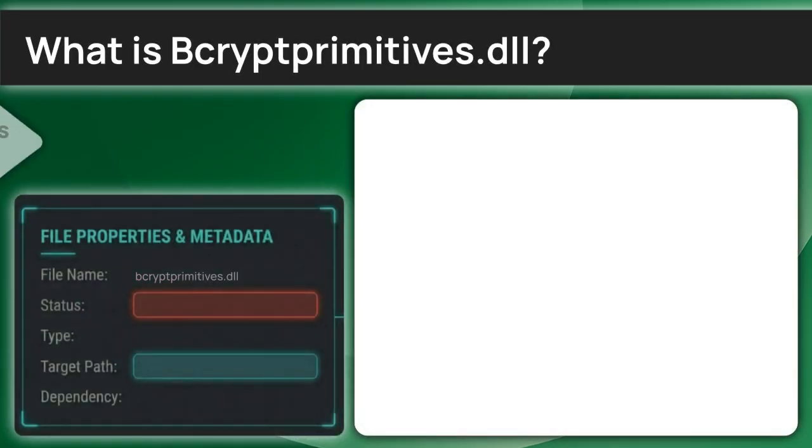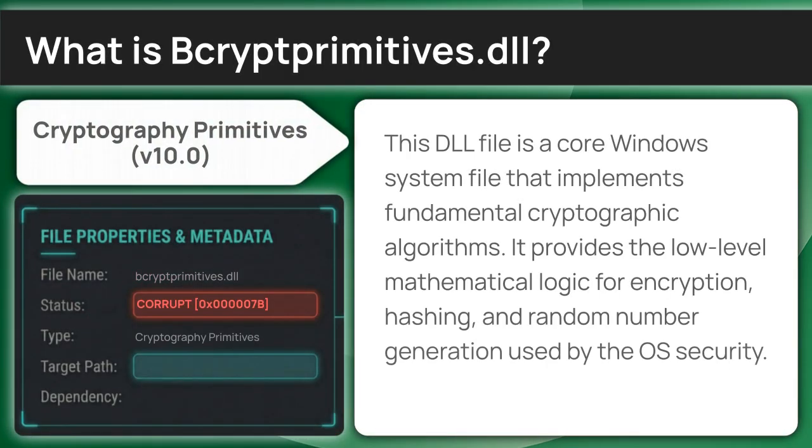This DLL file is a core Windows system file that implements fundamental cryptographic algorithms. It provides the low-level mathematical logic for encryption, hashing, and random number generation used by the OS security.